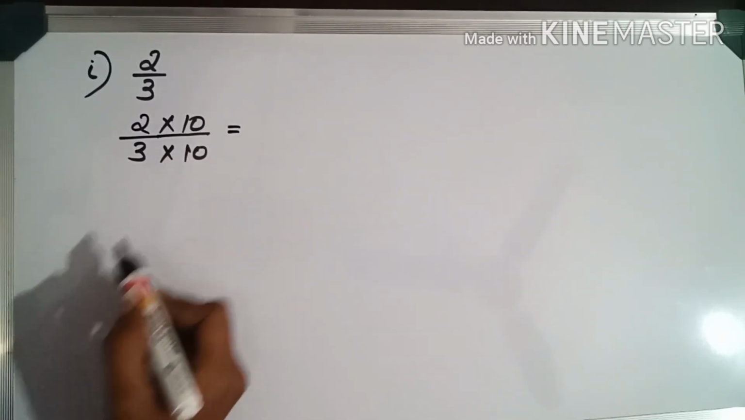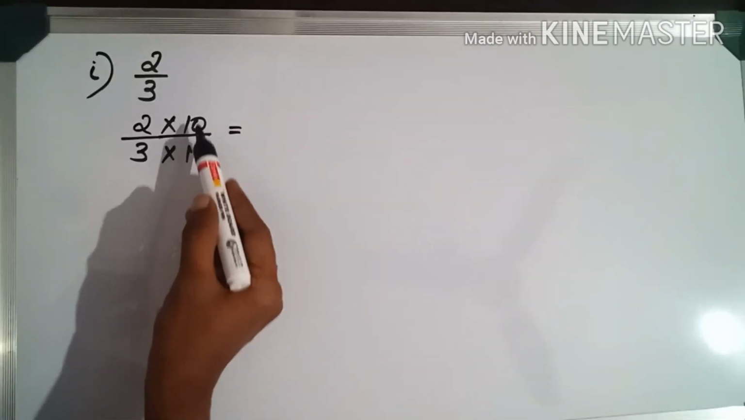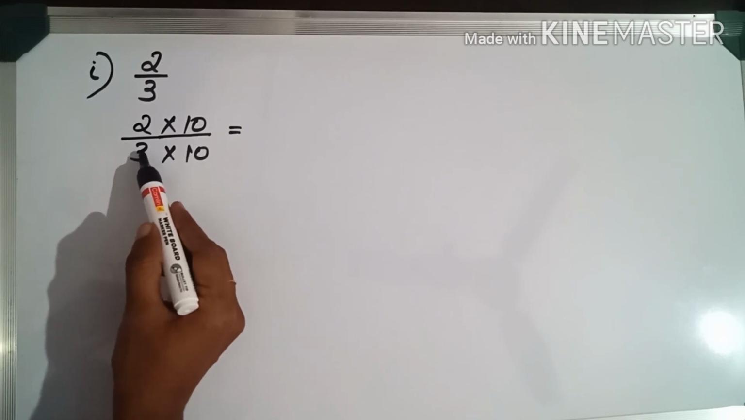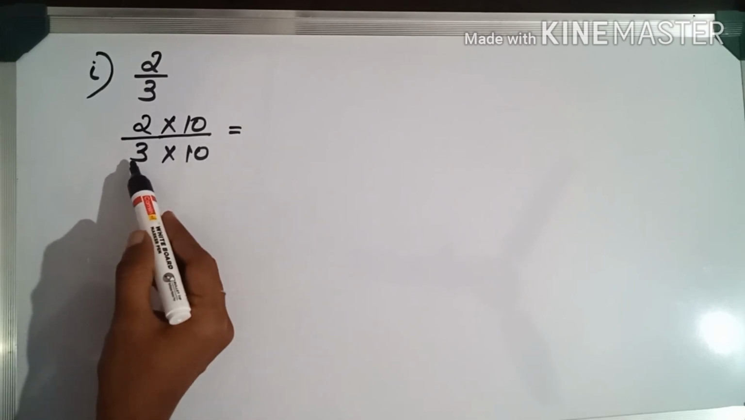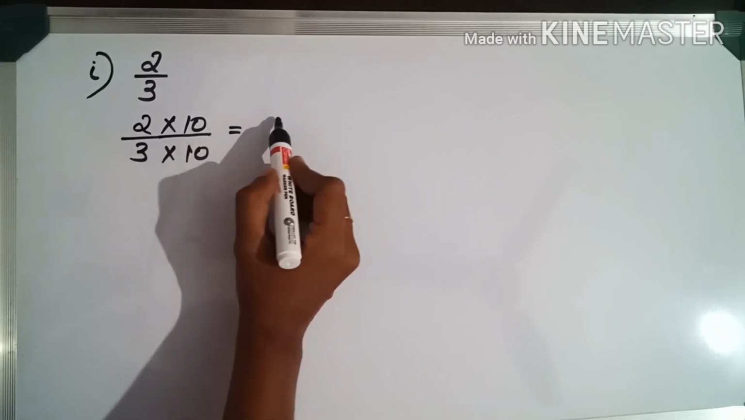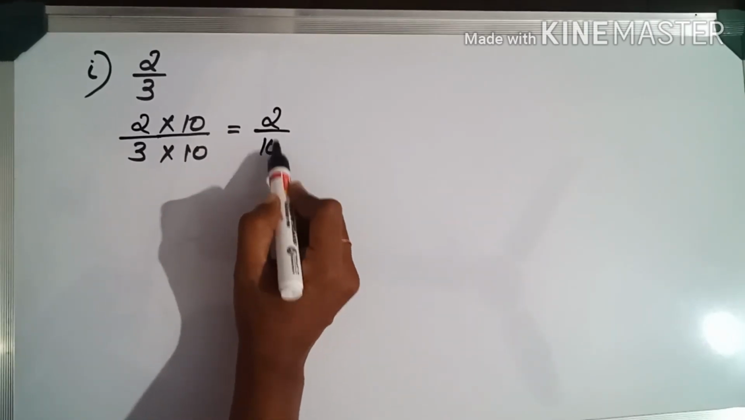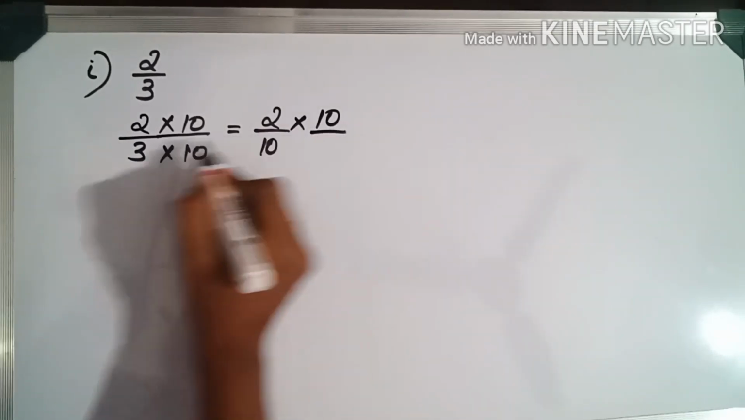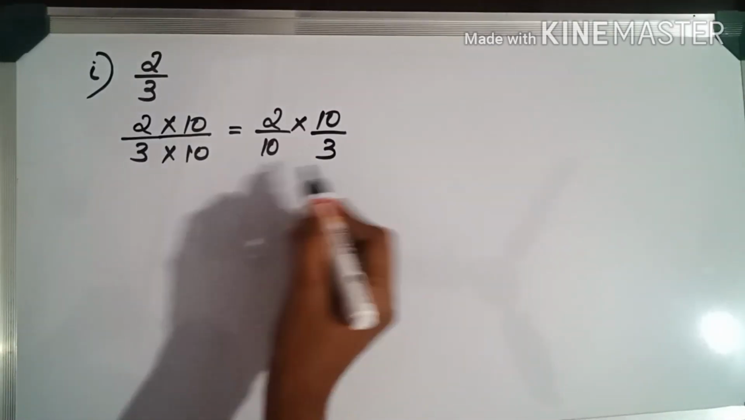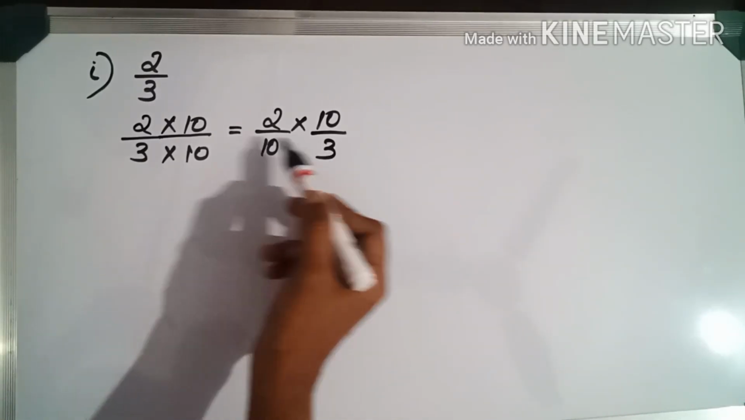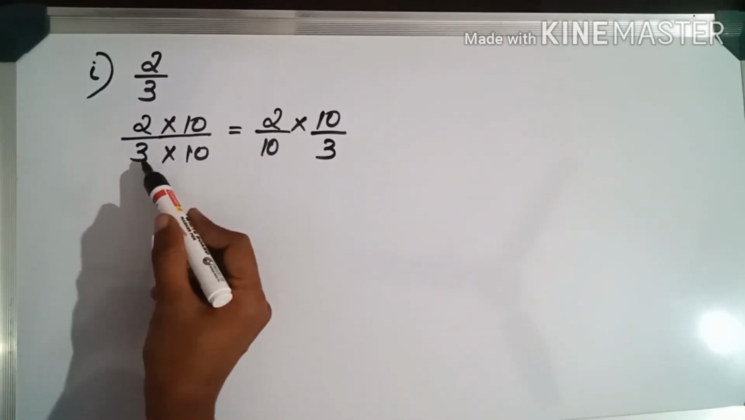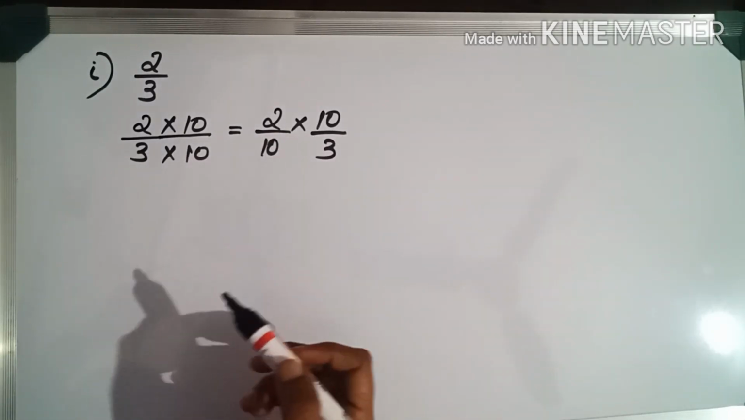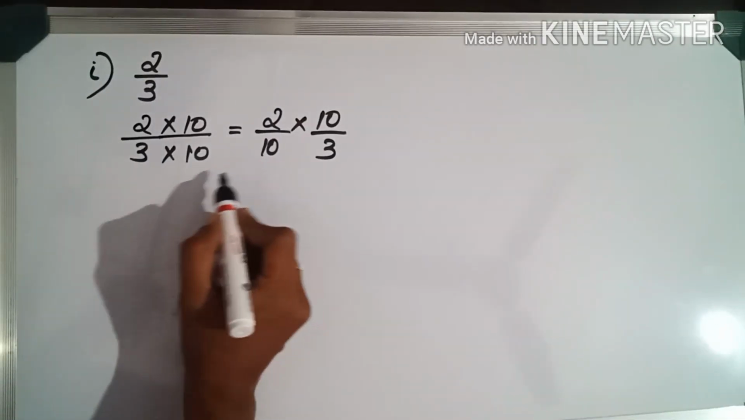So that is equal to, in the next step, just interchange. Just interchange this 10. Take this 3 to this side and 10 to this side. So the answer will be 2 by 10 into 10 by the denominator. We are just changing the positions of the denominators. Take this 10 to this side and 3 to this side. So 2 by 10 into 10 by 3.